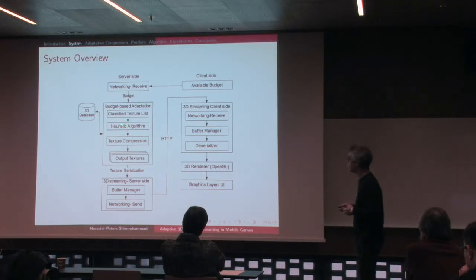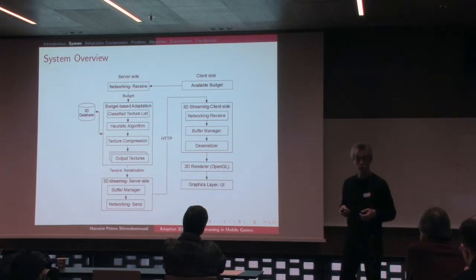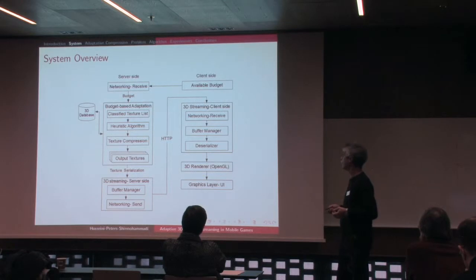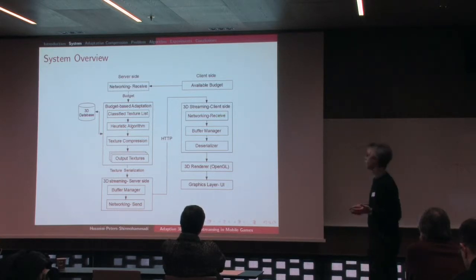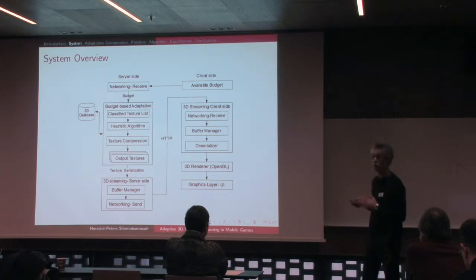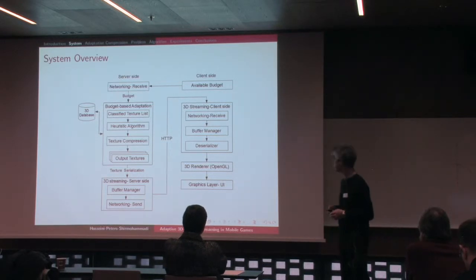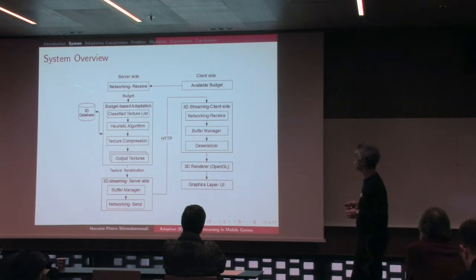classify them. I'll talk about our heuristic algorithm that we use to select which textures to compress and by how much. And we do the compression. It's a very simple compression. Producing the textures, we serialize it, stream it, and the client receives that, deserializes it, buffers it, renders it, and it's a progressive streaming system that we did. So the talk is going to concentrate mainly on the heuristic algorithm and in this area here.